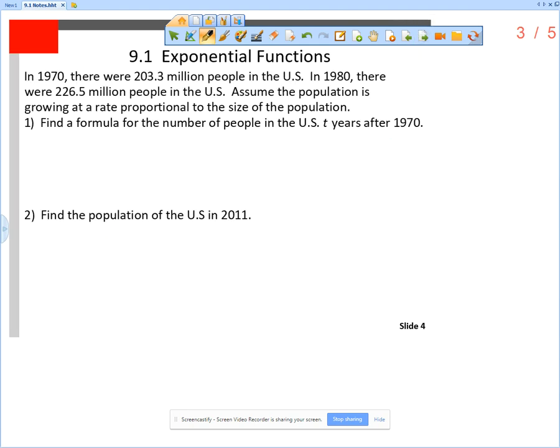All right, so it says in 1970 there were 203.3 million people in the U.S. In 1980 there were 226.5 million people in the U.S. Assume the population is growing at a rate proportional to the size of the population. This statement is telling you that A equals P times e to the rt applies.